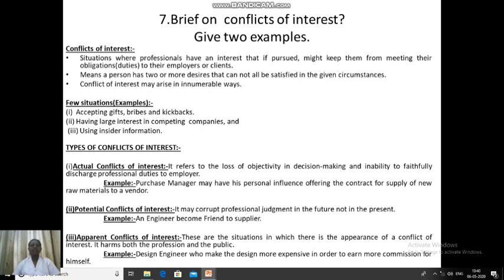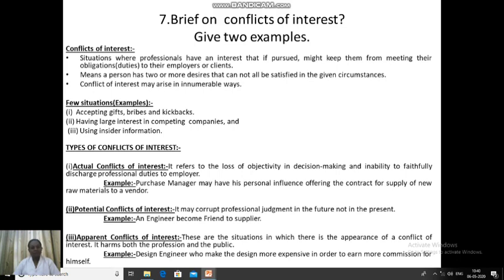Conflict of interest are the situations where professionals have an interest that, if pursued, might keep them from meeting their obligations or duties to their employers or client, and means a person has 2 or more desires that cannot all be satisfied in the given circumstances. And conflict of interest may arise in innumerable ways. Few situations, examples are accepting gifts, bribes, kickbacks, then having large interest in competing companies and using insider information.